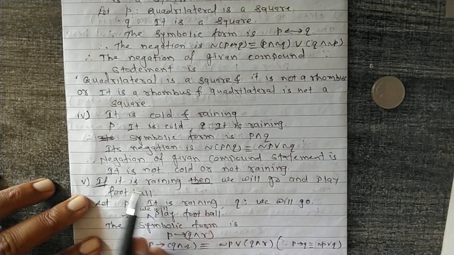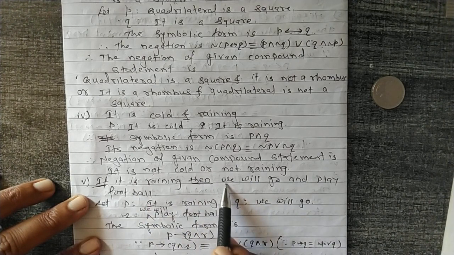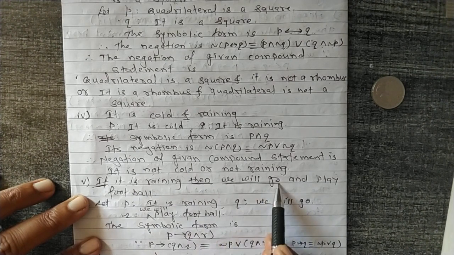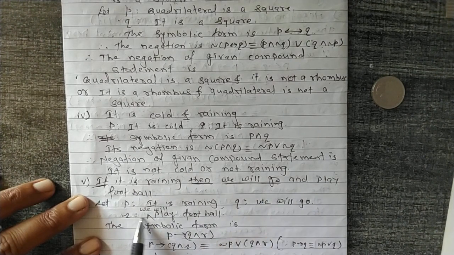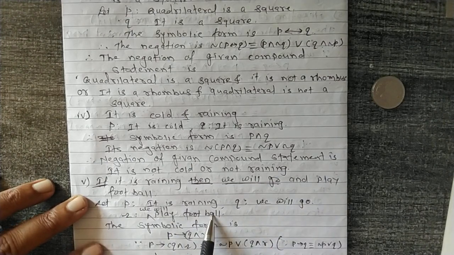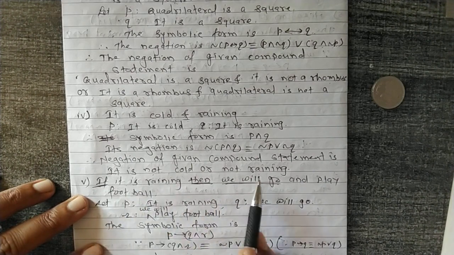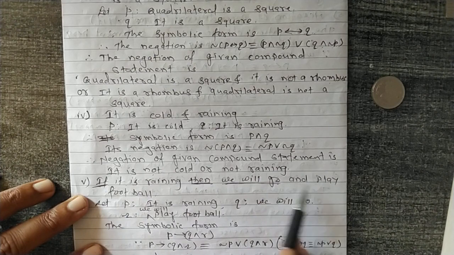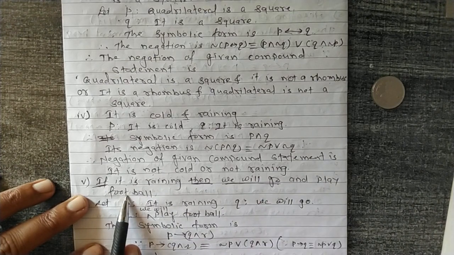Let P stand for it is raining, Q stand for we will go, and R stand for we will play football. Now here are three simple sentences: first is it is raining, second is we will go, and third is we will play football. Therefore first we can consider P, Q and R.